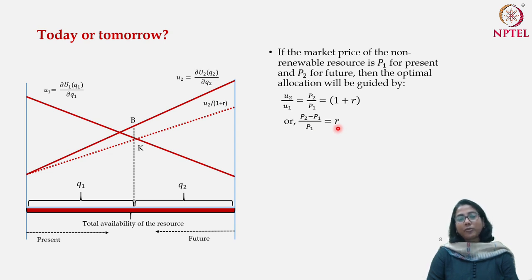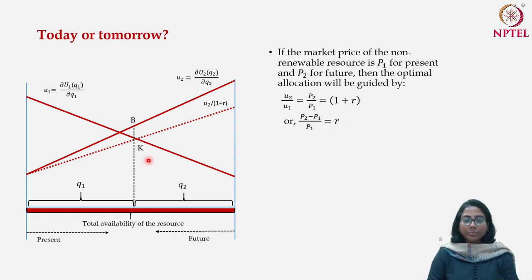So the rate at which you prefer today's consumption as compared to tomorrow's consumption determines your rate of time preference, that determines your discount rate, and that again determines the rate at which price is going to increase in future in case of non-renewable resources.